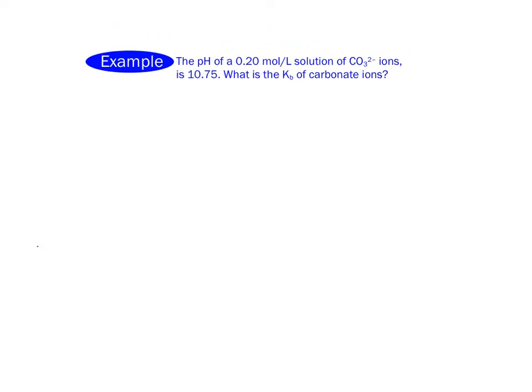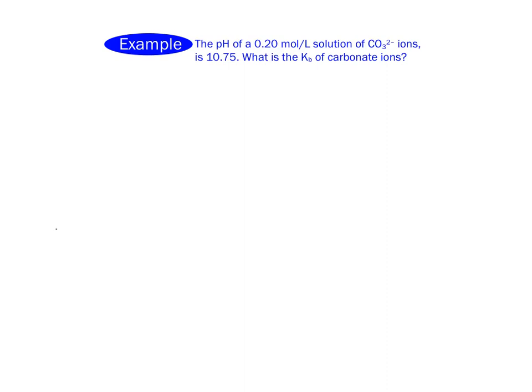So what we're going to do is go ahead and write out a chemical equation. The chemical equation, of course, is going to be the carbonate ion plus water, and we're going to donate a hydrogen atom, so we get HCO3−, and we'll also get our nice OH−, our hydroxide ion. We also know that initially there's nothing of this and nothing of this, and there's 0.2 molar of the carbonate ions.